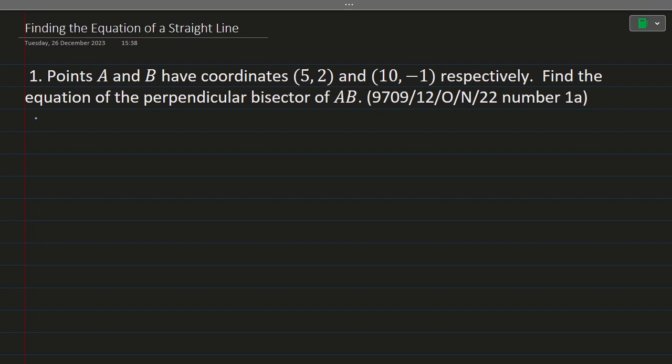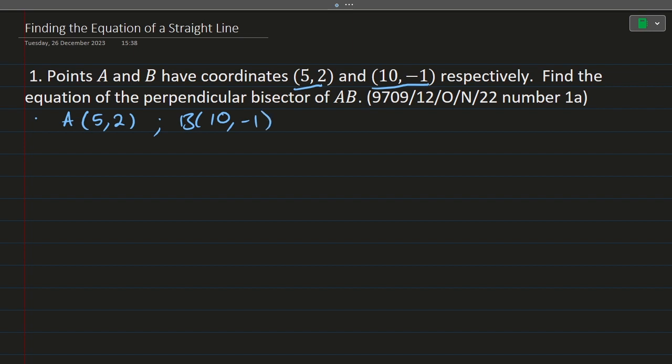So in this video, we'll be solving questions on finding the equation of a straight line. So number 1, points A and B have coordinates 5, 2 and 10, -1 respectively. Find the equation of the perpendicular bisector of AB. So we have the coordinates of A being 5, 2 and the coordinates of B being 10, -1.